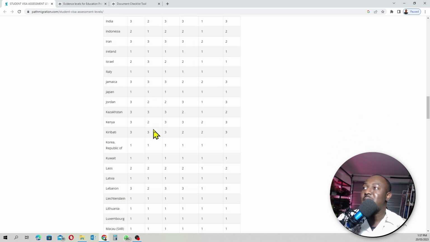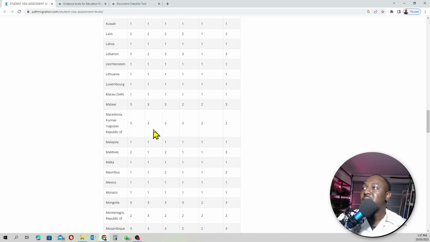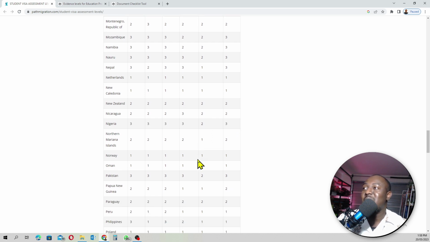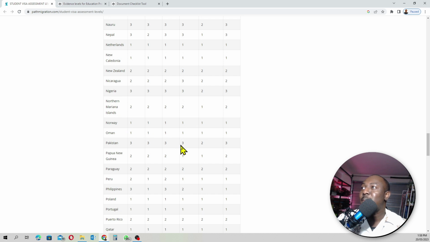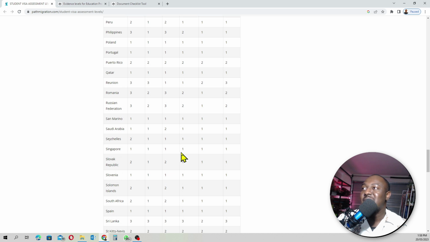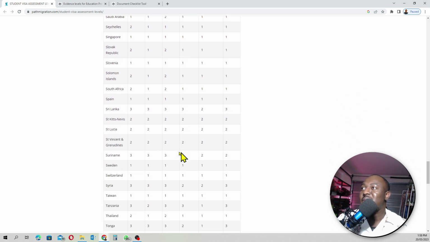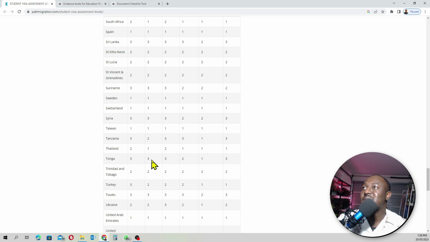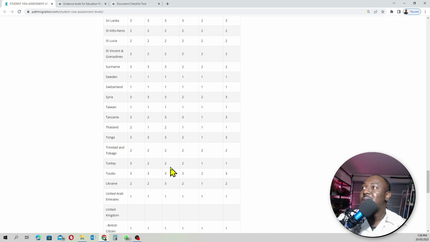Let's look for our brothers, Nigerians. Nigeria, exactly the same as Ghana, okay, on assessment level 3, except this one. Okay, but if you want assessment level 1, of course, Norway, Oman, I think USA would also be okay, Sweden, Switzerland, yeah, almost all these what they call Western countries are on assessment level 1. Even Taiwan, wow, Thailand, wow.